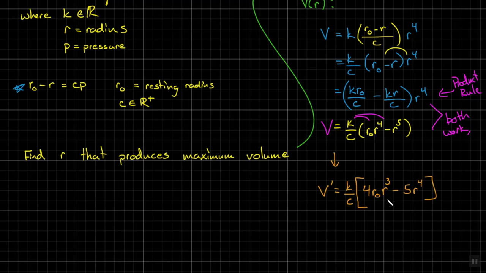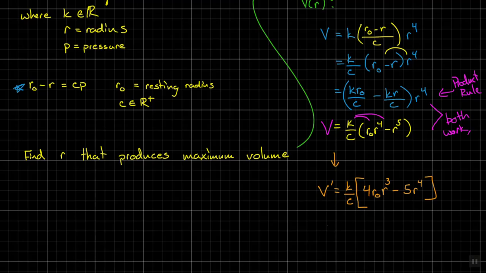Here's my derivative. No product rule, no nothing. Constant multiple moves out front. And then this is just a constant times r to the fourth, so the 4 moves out front and the power drops. Same thing happens here, 5 out front. It's just a power rule. Okay, so now here's the issue. We need to set this equal to what? So 0.